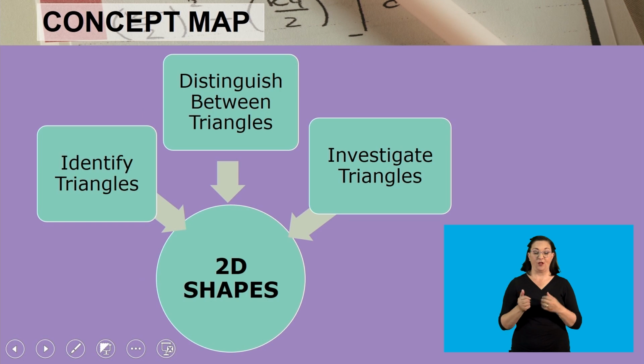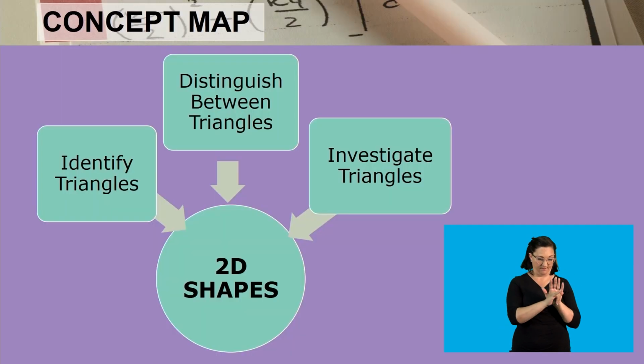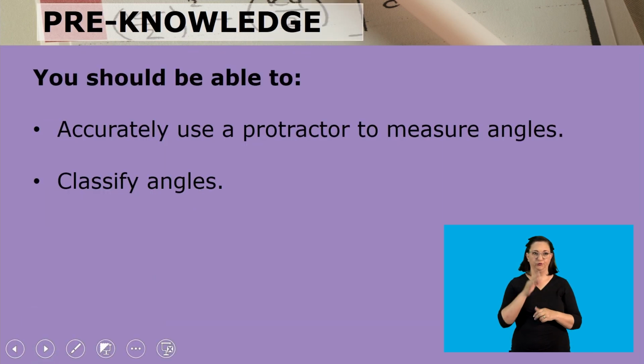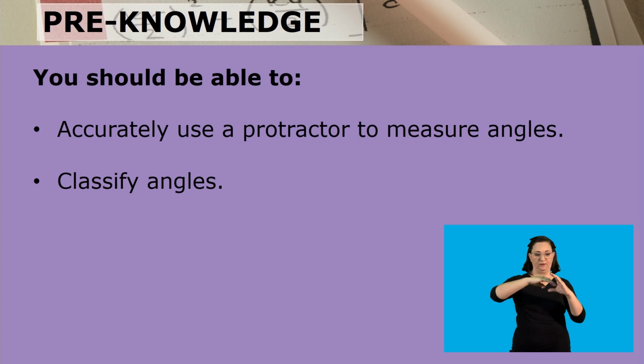We developed a concept map where we said in order for us to cover those areas, we are going to first identify triangles, and then distinguish between triangles, and then investigate triangles. All these would be our 2D shapes. You should, however, be able to accurately use a protractor to measure angles and to classify angles.